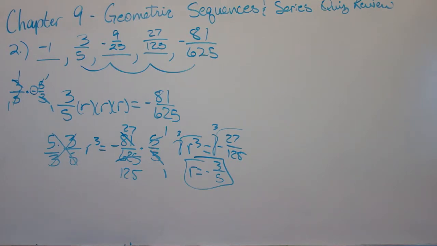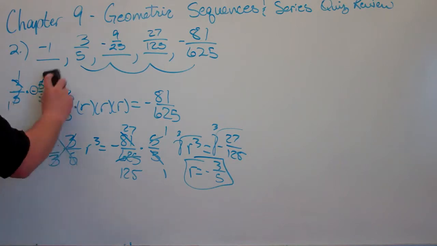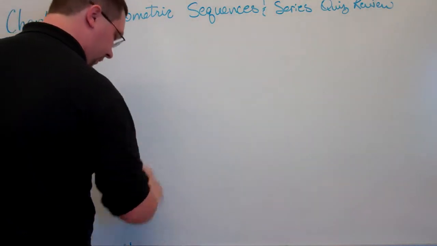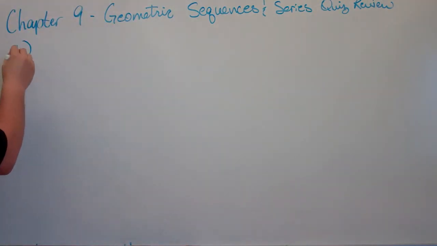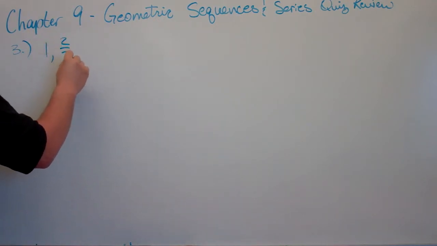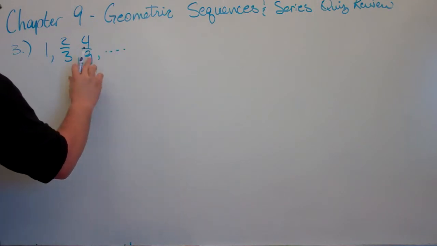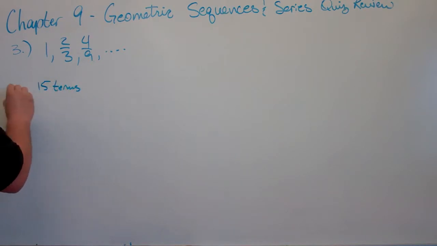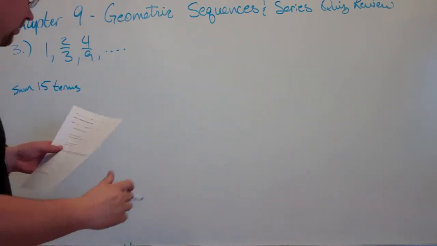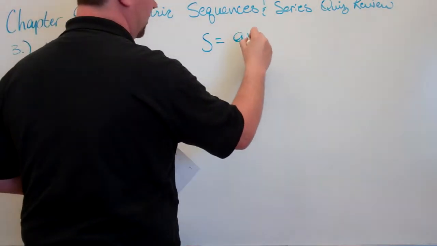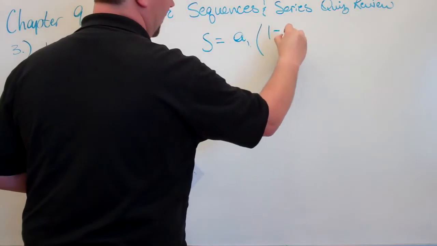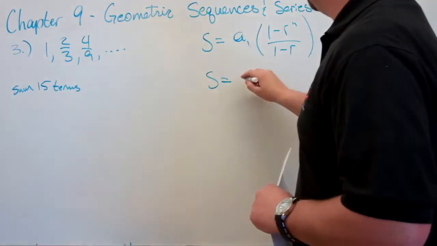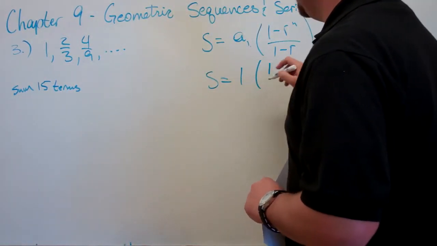Alright? Number 3, we have another partial geometric series, and we want to find the sum of the first 15 terms. We have 1, 2/3, 4/9, and so on. We're going to use our sum formula, which is a sub 1 times 1 minus r to the n over 1 minus r. So our sum equals our first term, which is 1, times 1 minus r.